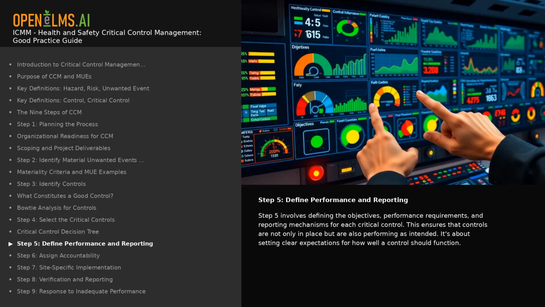Step 5. Define performance and reporting. Step 5 involves defining the objectives, performance requirements, and reporting mechanisms for each critical control. This ensures that controls are not only in place, but are also performing as intended. It's about setting clear expectations for how well a control should function.